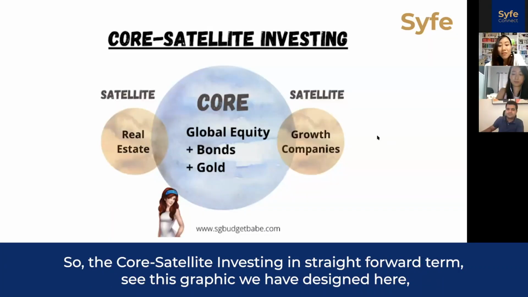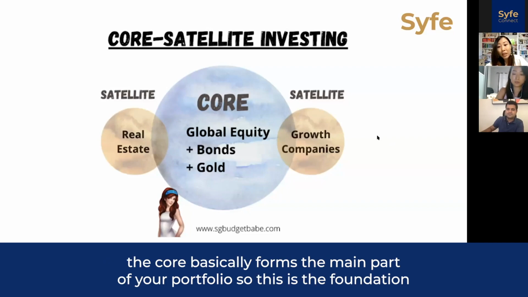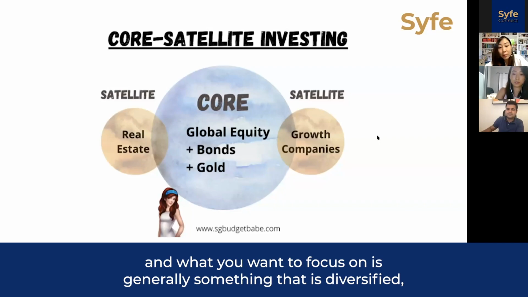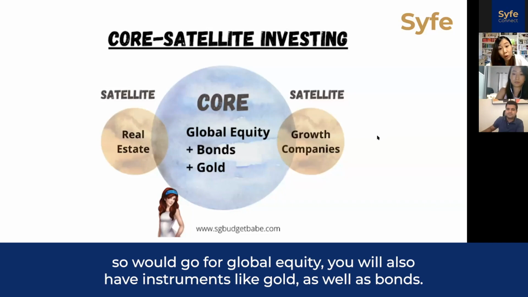So the core satellite investing, in straightforward terms, you see this picture, this graphic that we've designed here. The core basically forms the main part of your portfolio. So this is like the foundation. And what you want to focus on is generally something that's diversified. So you generally would go for stuff like global equity. You also have instruments like gold as well as bonds.